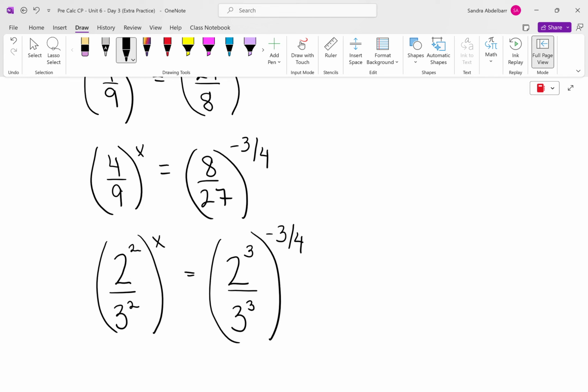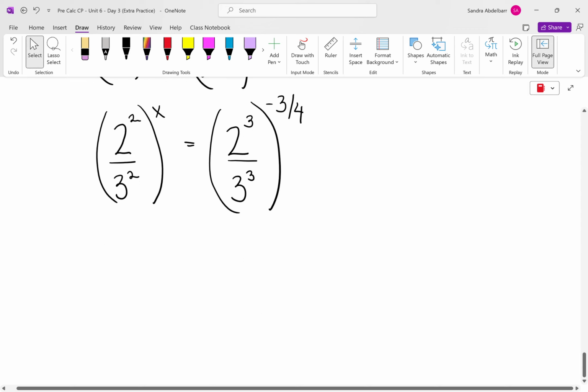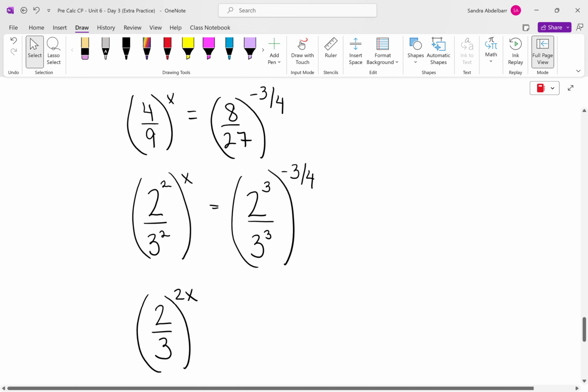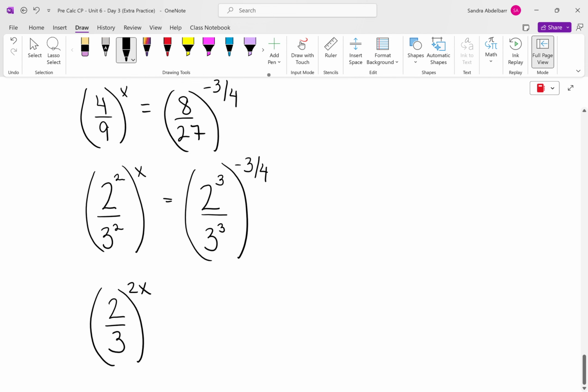Right, here's something from algebra that you have to remember. If I have the same exponent on the numerator and the denominator, I am allowed to pull out that exponent and just put it on the parenthesis. As long as it's the same exponent on the numerator and the denominator, I can pull out that exponent and put it on the parenthesis. So this is going to be 2/3 raised to the 2x power. I pulled out that exponent of 2.